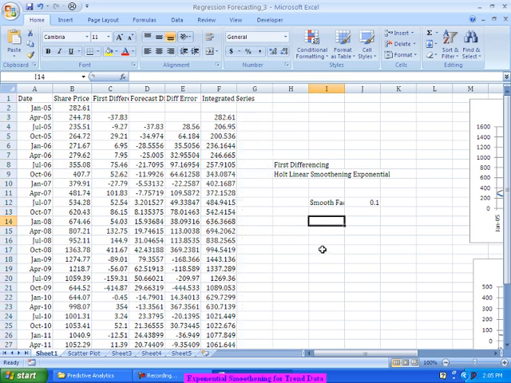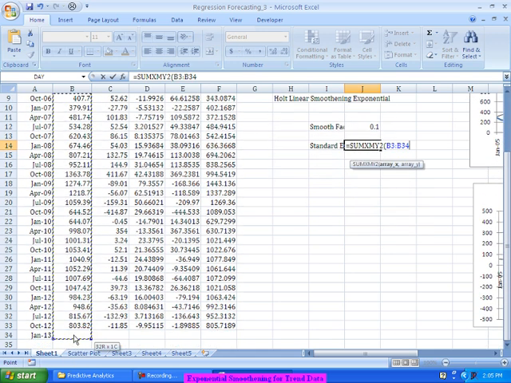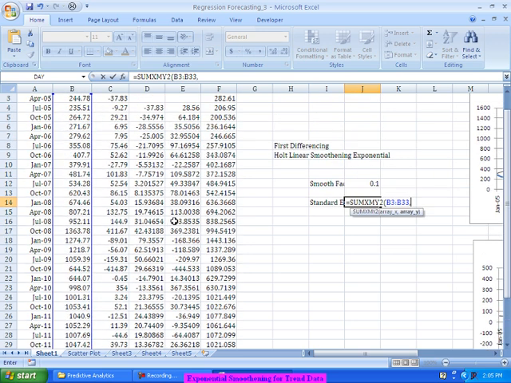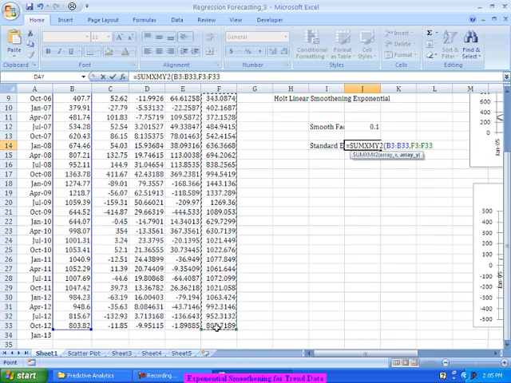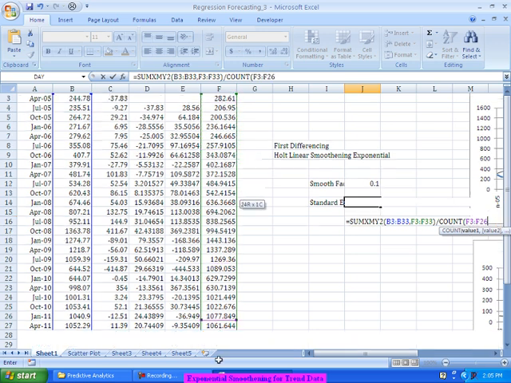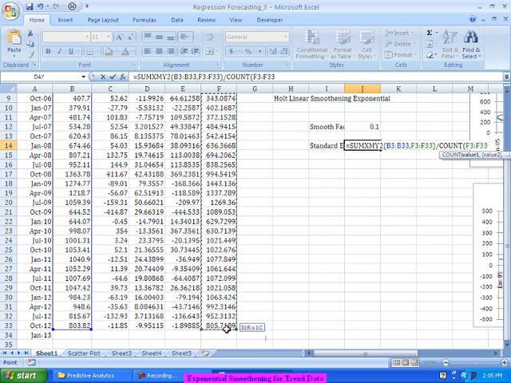I can very well use the standard error, which is again going with the sum of the squares method. So I'll take the standard error in the estimation process using the SUMXMY2 function, wherein array 1 is my original numbers and array 2 happens to be my integrated series. So these are the two numbers, and of course I should divide this by the count of these total numbers which are getting forecasted, and take a square root on top of that.